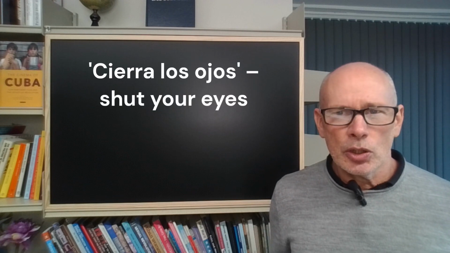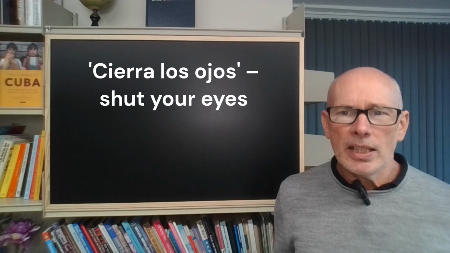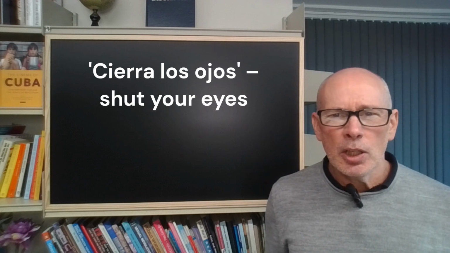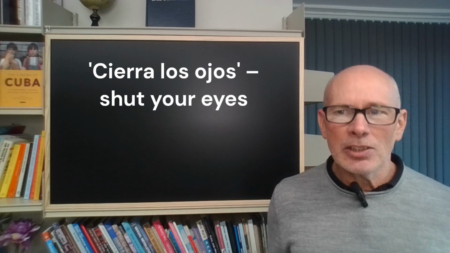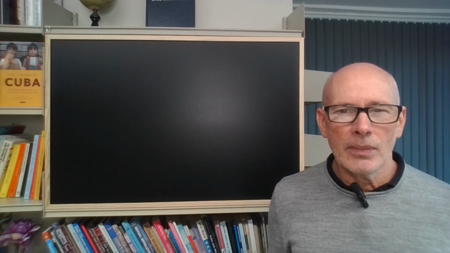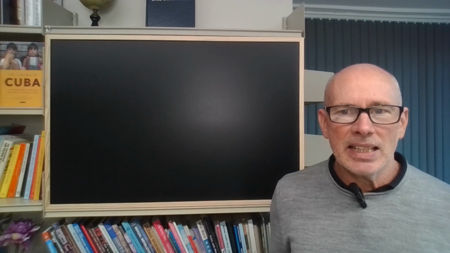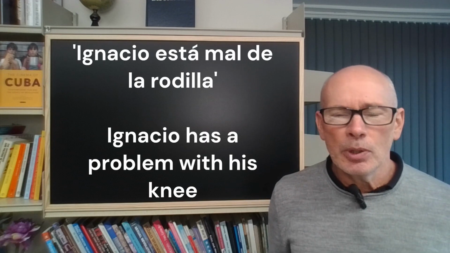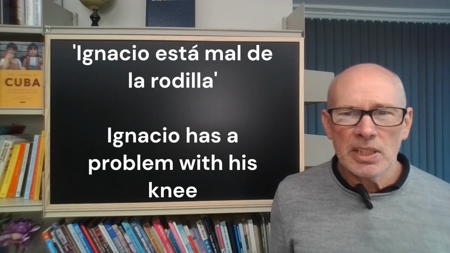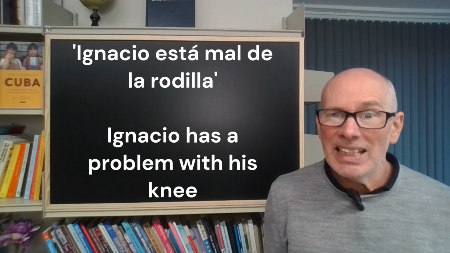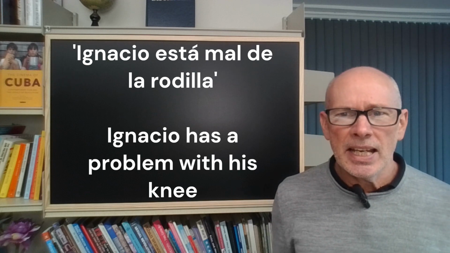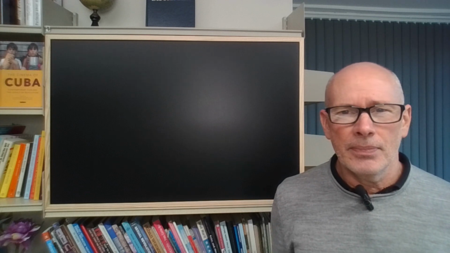Cierra los ojos. Shut your eyes. It's clear whose eyes you're asking to be shut because the verb tells you. Ignacio está mal de la rodilla. Ignacio has a problem with his knee. But it's clear here that you're talking about Ignacio, so you don't need to say his knee. You can say la rodilla.